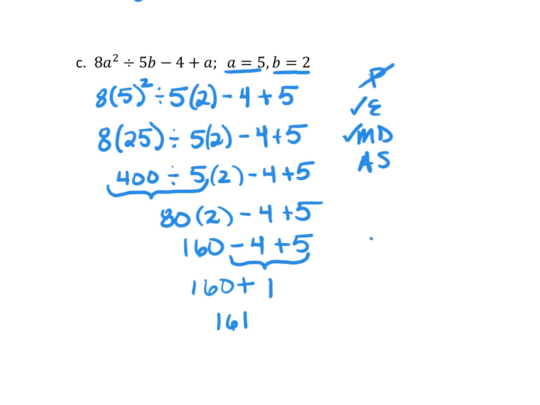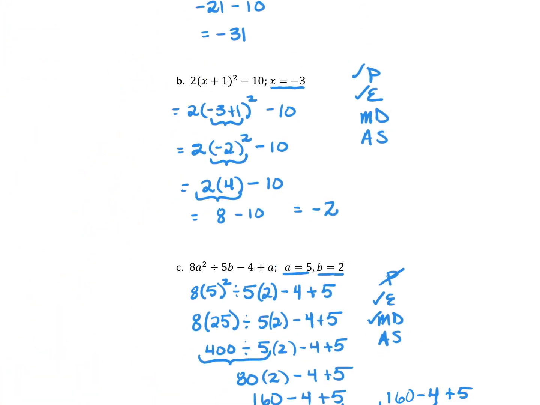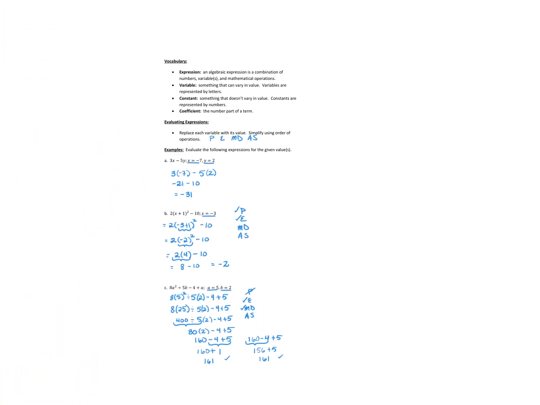If you want, you can also do 160 minus 4. That is going to be 156. And if you add 5 onto that, you do get 161. And so this one, it does not matter. On the other hand, if you go back to the division and multiplication from left to right, if you multiply 5 times 2 first, you will get a very different answer. And so that's one of the ones where you have to be very careful. All right, so let's see here. I think those are all of the examples that we have.